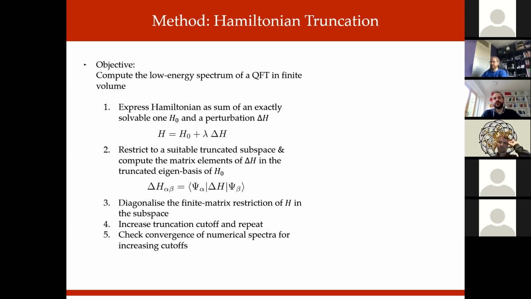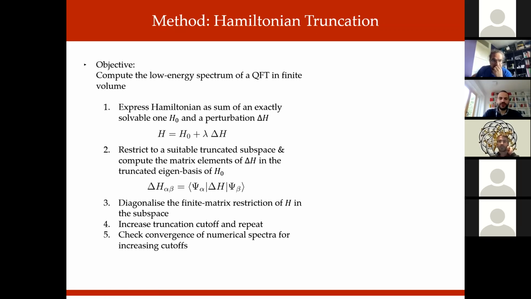Okay, more details about the method. Our objective is to find the low energy spectrum of a quantum field theory in finite volume. This is described by a Hamiltonian H, which now we write as a sum of a solvable part H naught and the perturbation delta H. And then, since the H naught part is solvable, we can find all the eigenstates and eigenvalues of the Hamiltonian H naught, at least in implicit form. And also we can use the algebraic properties of the model, at least this is the case for conformal field theories, to calculate matrix elements of delta H in the truncated eigenbasis of H naught. So we write a finite dimensional version of delta H in a finite truncated basis of H naught. And what we do then is to simply diagonalize this finite matrix in this subspace.